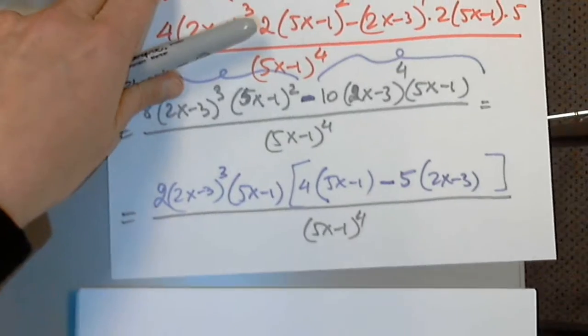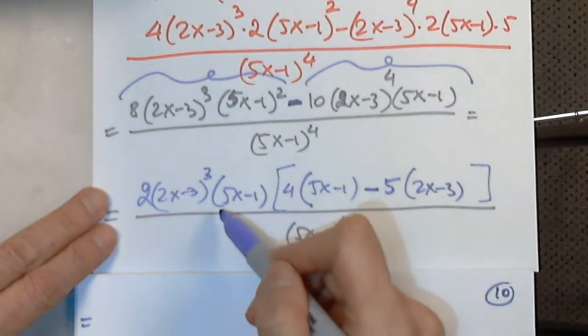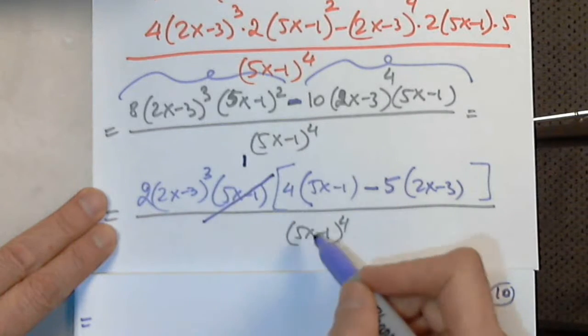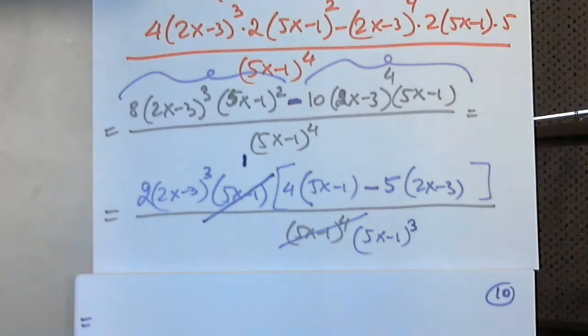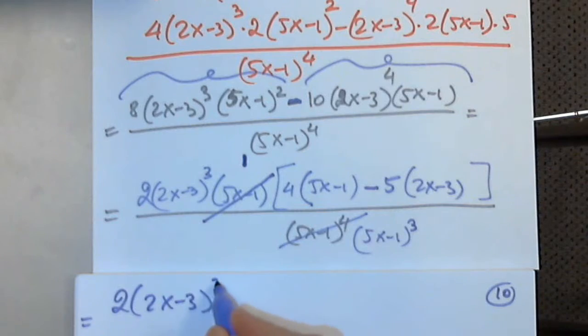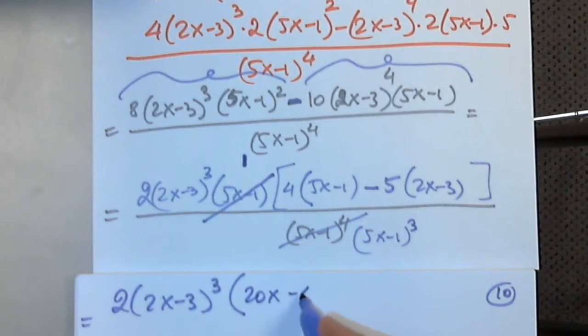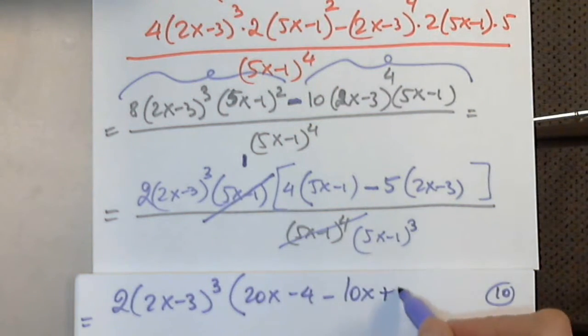Okay, so now all I have to do is combine like terms. At this point, I can do this because I'm simplifying factors. I'm not simplifying terms. So then (2x minus 3) cubed, and now in parentheses, 20x minus 4, minus 10x plus 15. Awesome.